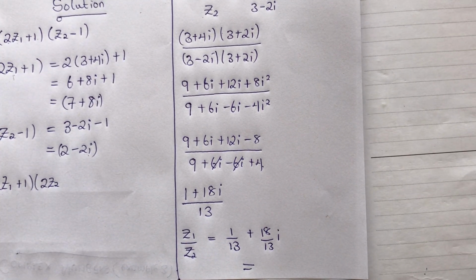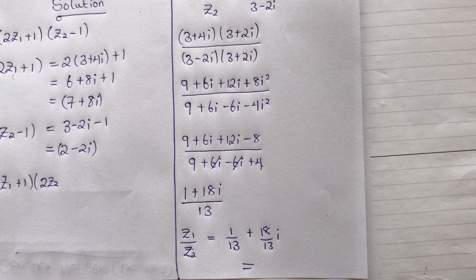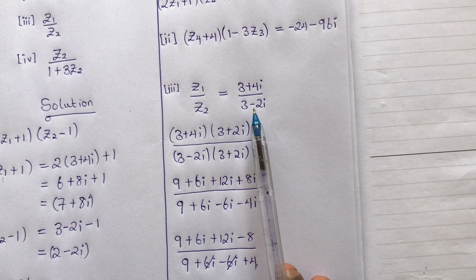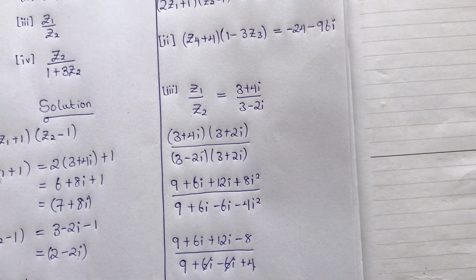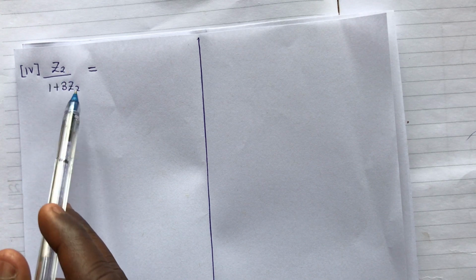So for the division, you rationalize the equation by using the denominator, find the conjugate of the denominator, and to find the conjugate, all you need to do is to take the opposite sign of the complex part, and that is very simple. In the final example, we have z2 over 1 plus 3z2. So we can put in the value of z2 here to get the equation and use it to do the calculation. So z2 was 3 minus 2i.